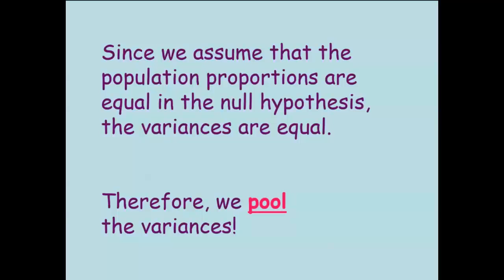The new concept that we've not had to encounter only shows up with population proportions. One of our assumptions is that the population proportions are equal in the null, so we assume the variances are equal. In which case, we're going to do a process called pooling the variance, which is this lovely formula here, where I add up the successes from the first sample plus the successes in the second sample and divide by the total sample size.